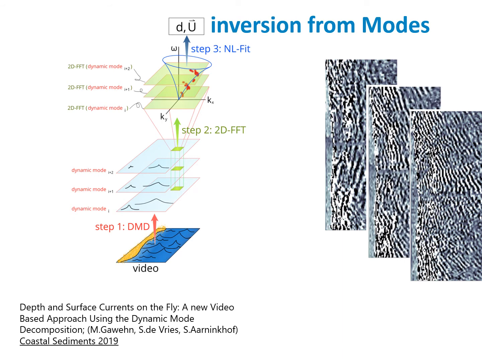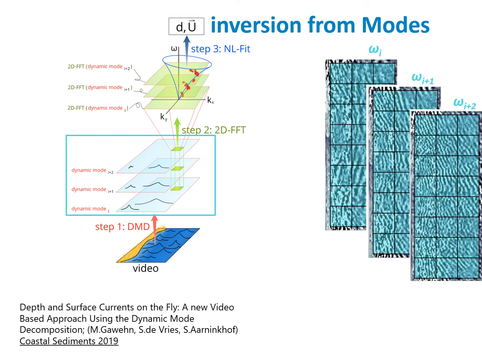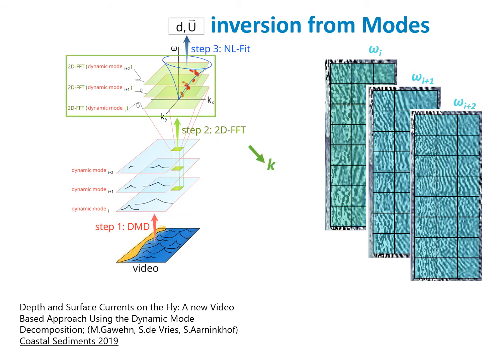How do we invert depths and surface currents from these modes? Well, if you want, you can read up on this also in a conference paper we wrote last year for the Coastal Sediments Conference. What you do is we have these modes with different frequencies, we grid them, and then you can do, for example, a two-dimensional Fourier transform to get your local wave numbers, but you can also do this with PIV, so with particle image velocimetry, that also works.